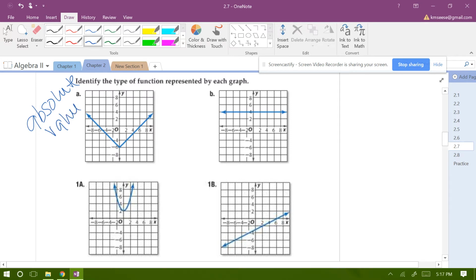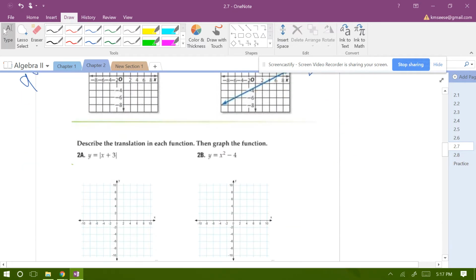All right, for part B, it's a horizontal line. All right, so what type of function is a horizontal line? Well, that's from the constant family. 1A, down in the bottom left there, is a parabola. So that is a type of quadratic. And 1B is a straight line, so that is a linear equation. So it is from the linear family.